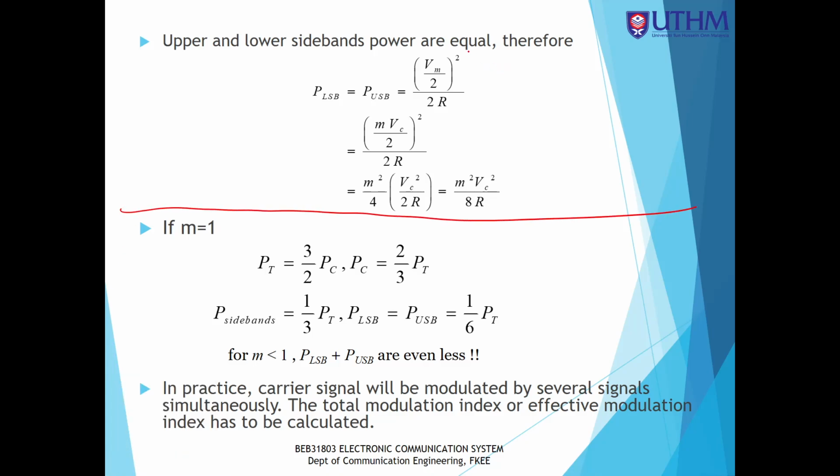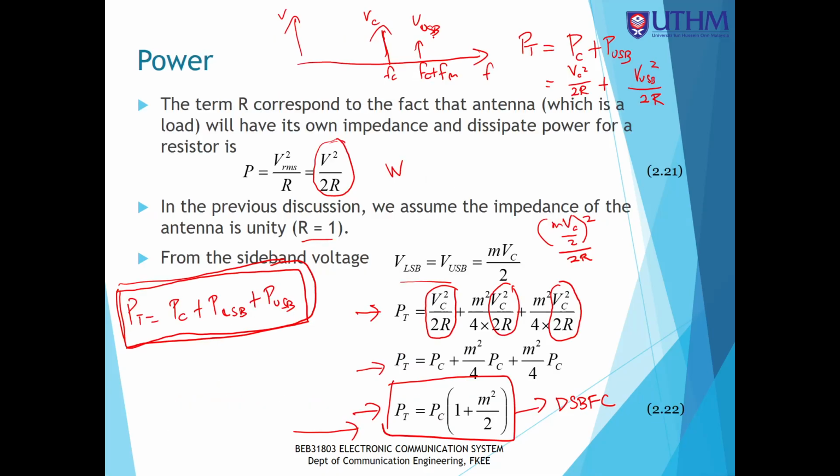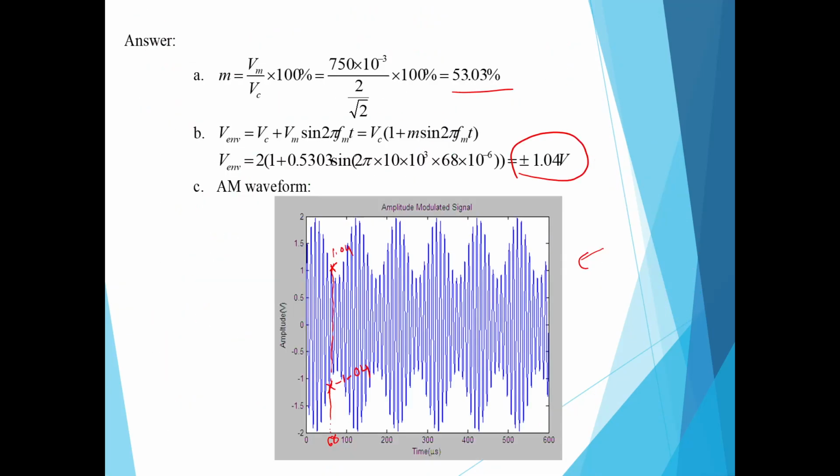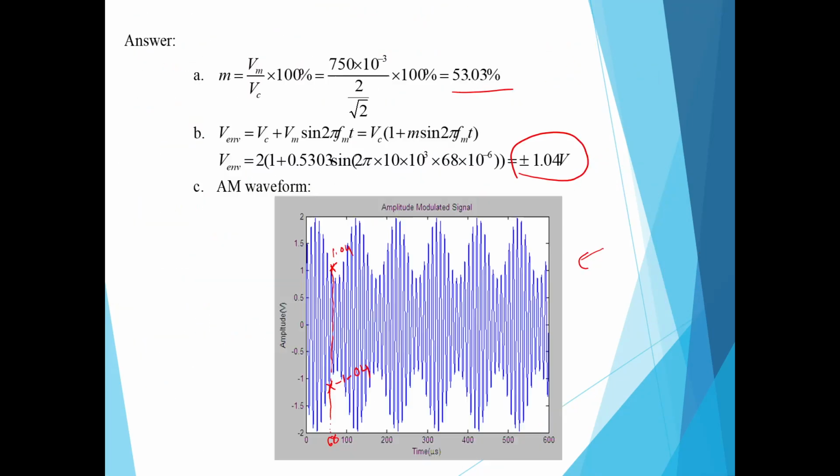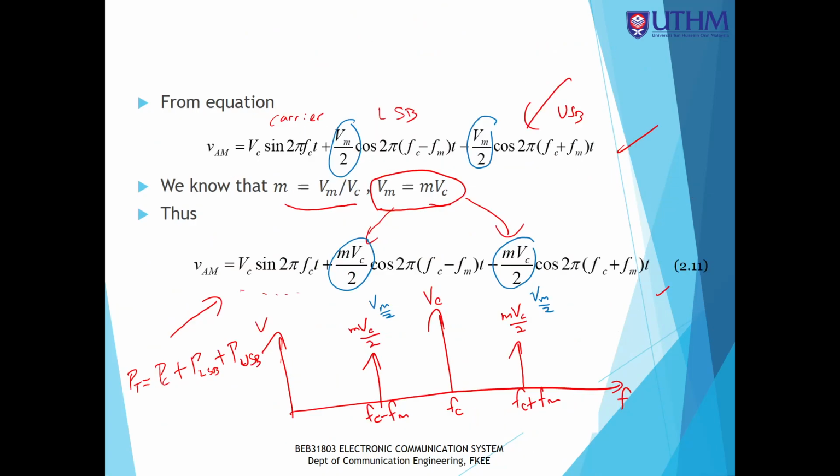Okay, so we have seen here PLSB equal to PUSB. Why? Because they are equal, equal to Vm over 2. So how do we get the Vm over 2? Vm over 2 is from the spectrum, or from the equation, which is the sideband amplitude, Vm over 2 or MVC over 2.